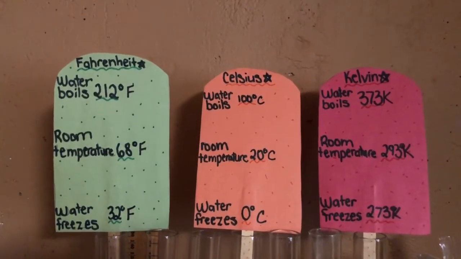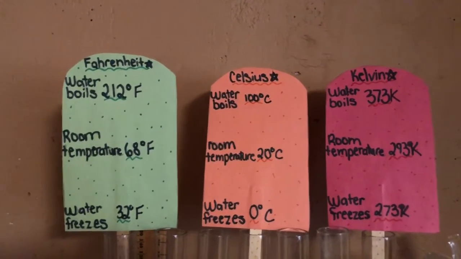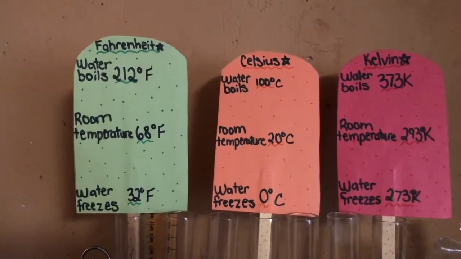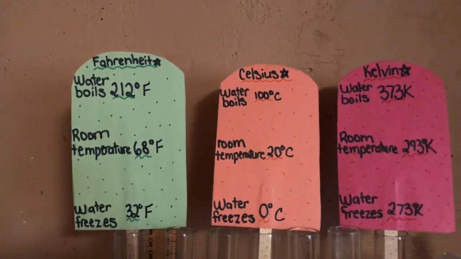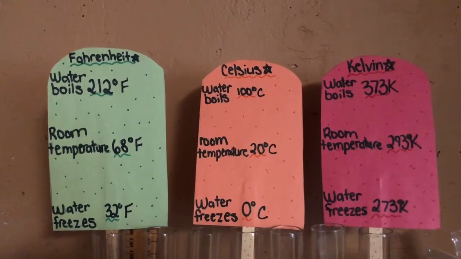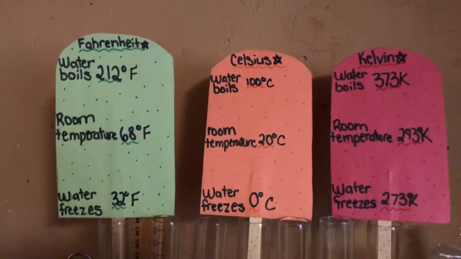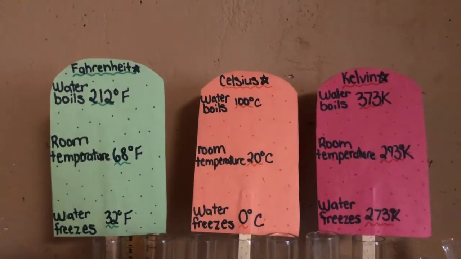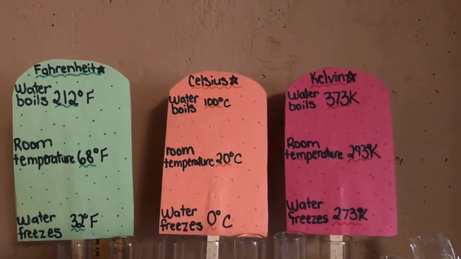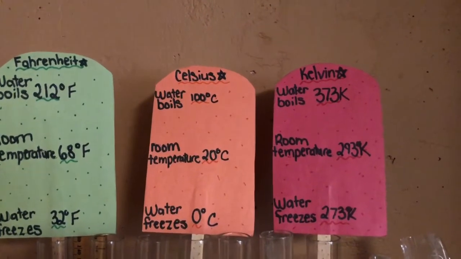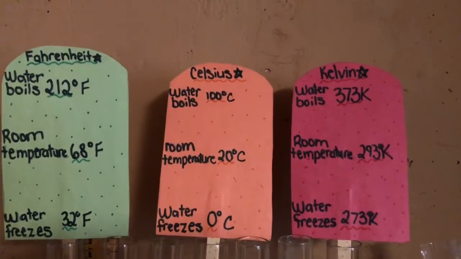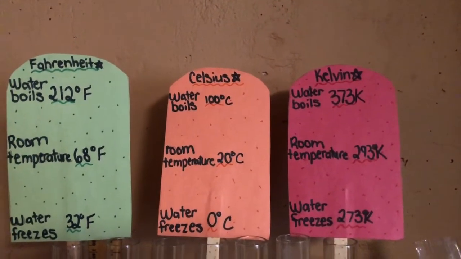On the Fahrenheit scale, water boils at 212 Fahrenheit. We just did a problem where we calculated that. Room temperature is typically 68 degrees Fahrenheit, and water freezes at 32 degrees Fahrenheit. On the Celsius scale, water boils at 100 degrees Celsius, room temperature is typically 20, and water freezes at 0 degrees Celsius. On the Kelvin scale, water boils at 373 Kelvin, room temperature is typically 293 Kelvin, and water freezes at 273.